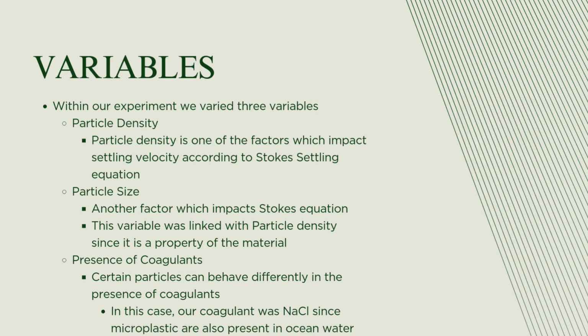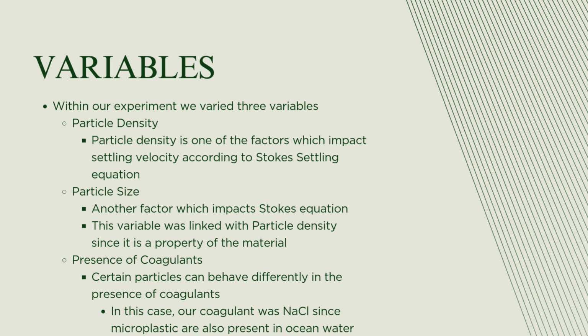Before we look at our experiment, it's important to understand what variables changed and why we changed them. Our 3 independent variables for this experiment were particle density, particle size, and the presence of a coagulant, which in this case was sodium chloride. Particle size and particle density are both key terms in Stokes' settling equation, so they were natural choices for our independent variables.